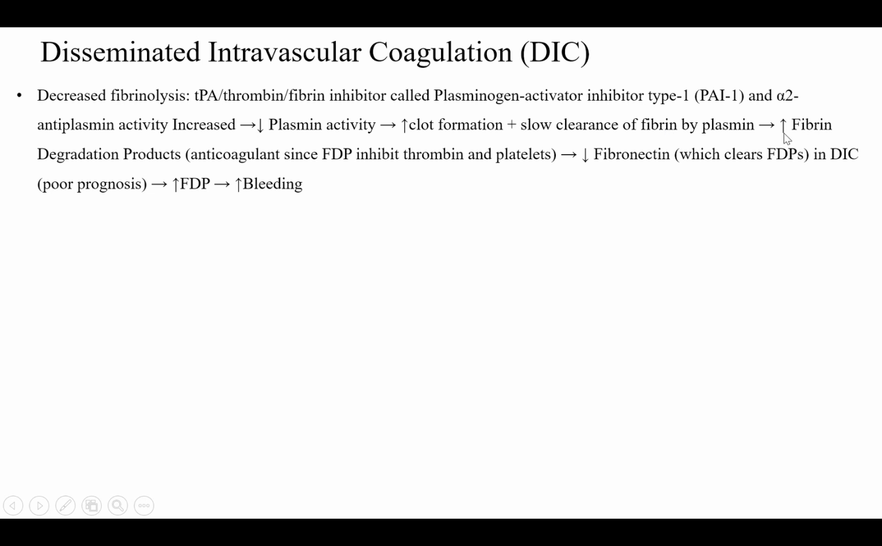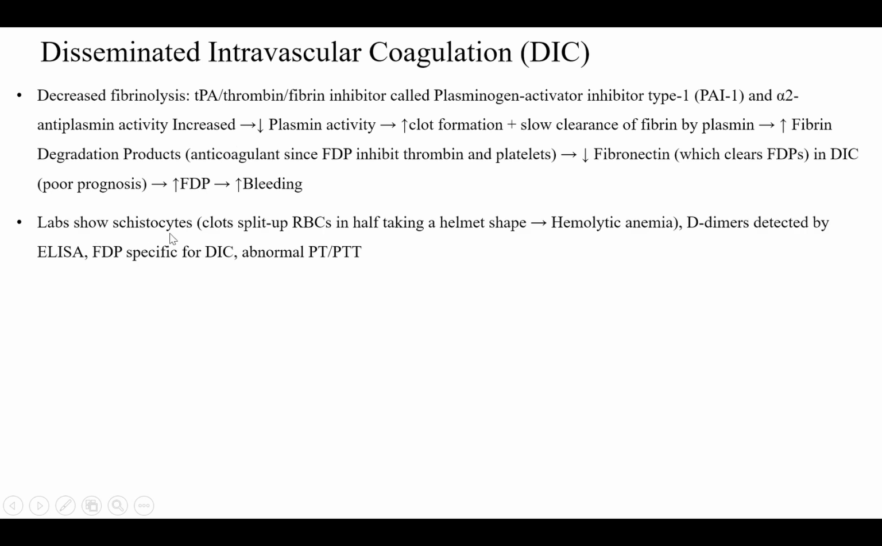However, even though you have increased fibrin degradation products, you have something called fibronectin, which basically clears FDPs from the body. You have decreased formation of fibronectin in DIC, which increases the presence of fibrin degradation products and increases bleeding. So ultimately you have decreased plasmin activity and increased bleeding occurring in this way as well.